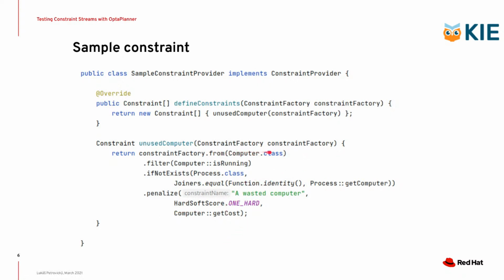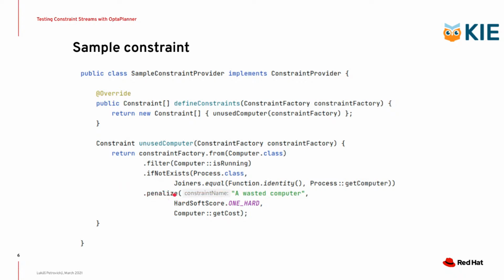So let's see what it does. First, it takes all the computers. It selects the computers. It filters the computers so that you only get those that are currently running. So the computers that are turned off will not be included. It makes sure there is no process that would be running on the particular computer. And if there is no process on a running computer, it means that the computer is wasted. It is just sitting there. It's not doing any work. So it's just costing you money.